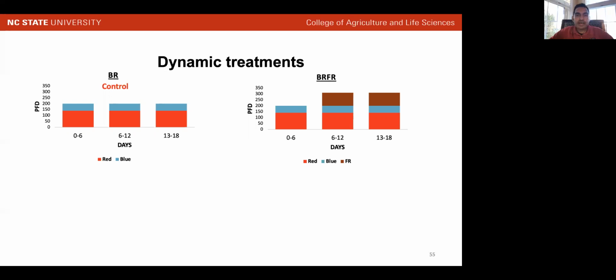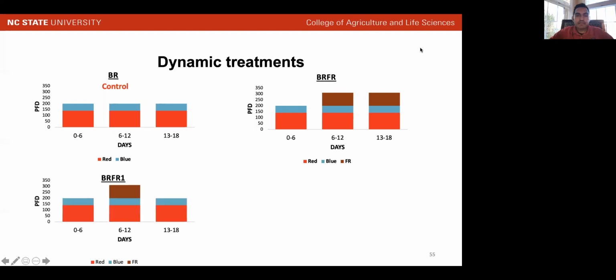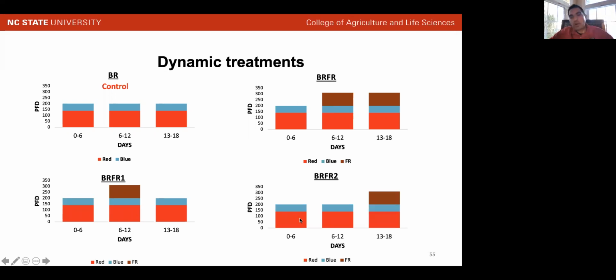So we provided that far red from 6 days up to 18 days. Then we have one, which we're going to call BRFR1, where we only provided the additional far red between days 6 and 12. And then we have another one where we provided far red between day 13 and 18.